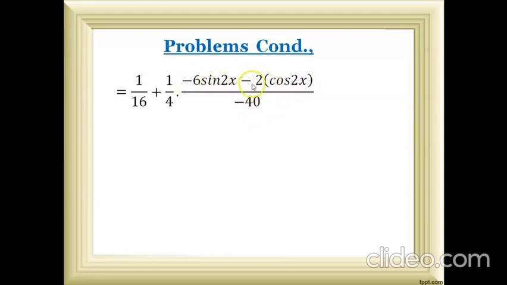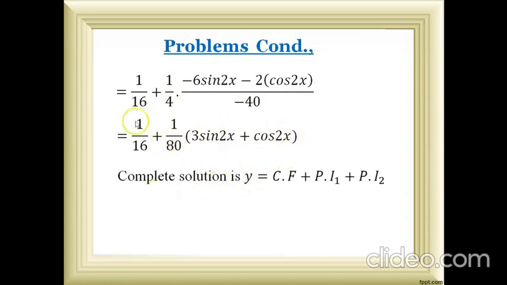Throughout I have minus in common in the numerator as well as the denominator. I am going to cancel out both minus. Both numerator and denominator values become positive, and I can take this common multiplicative 2 outside. After taking that, 2 into 3 times sin 2x plus cos 2x, so that 2 gets cancelled. In the denominator 4 becomes 2, so 2 into 40 is 80. 1 by 80 times 3 sin 2x plus cos 2x. So here we have eliminated all the d in this particular term. Therefore, this comes to an end.